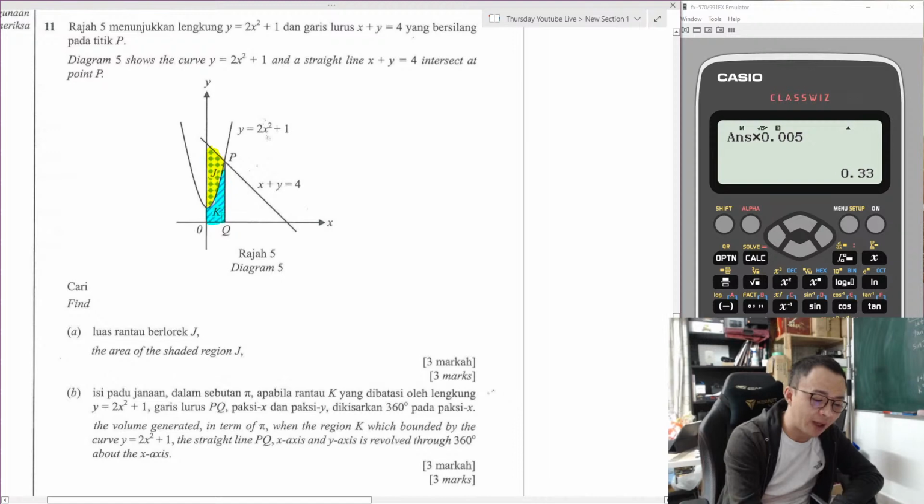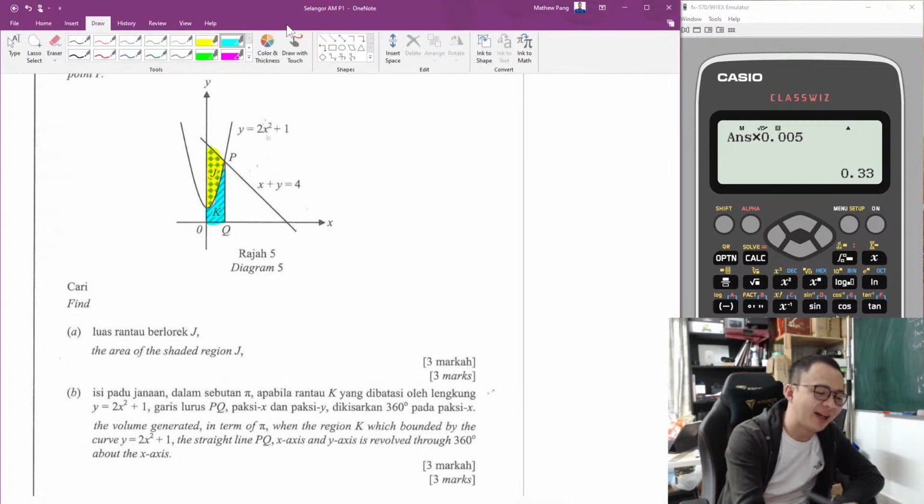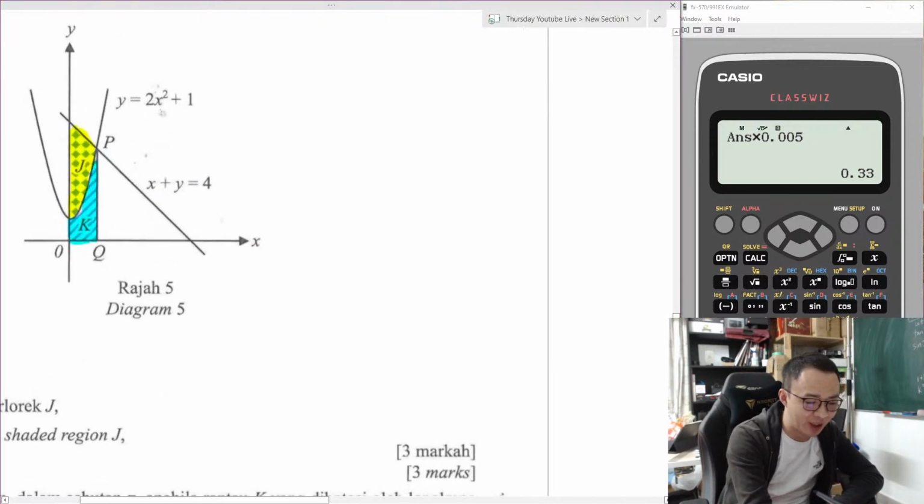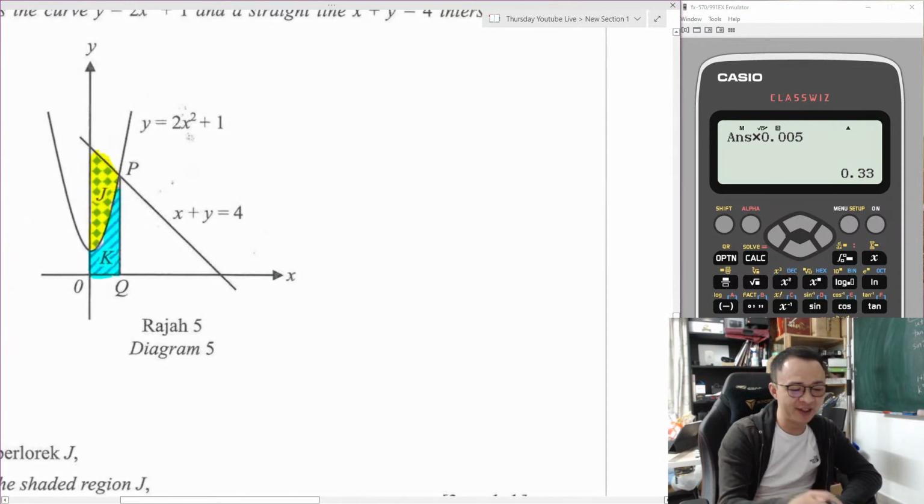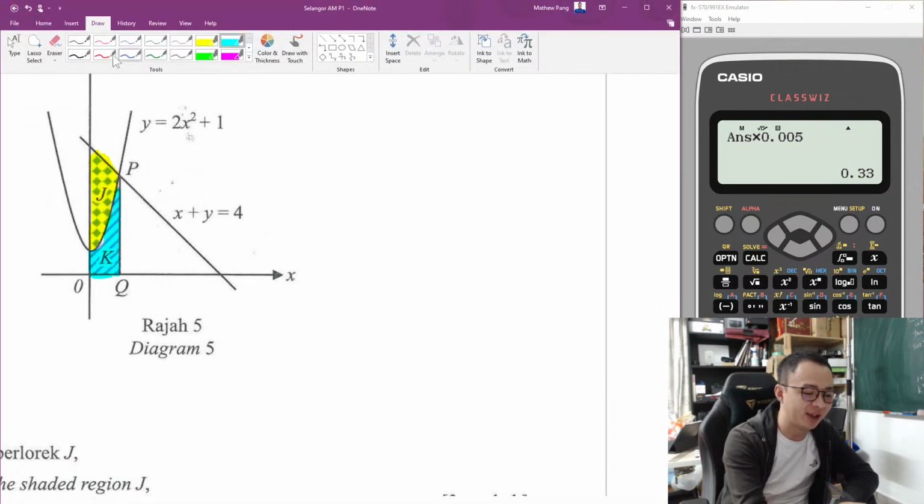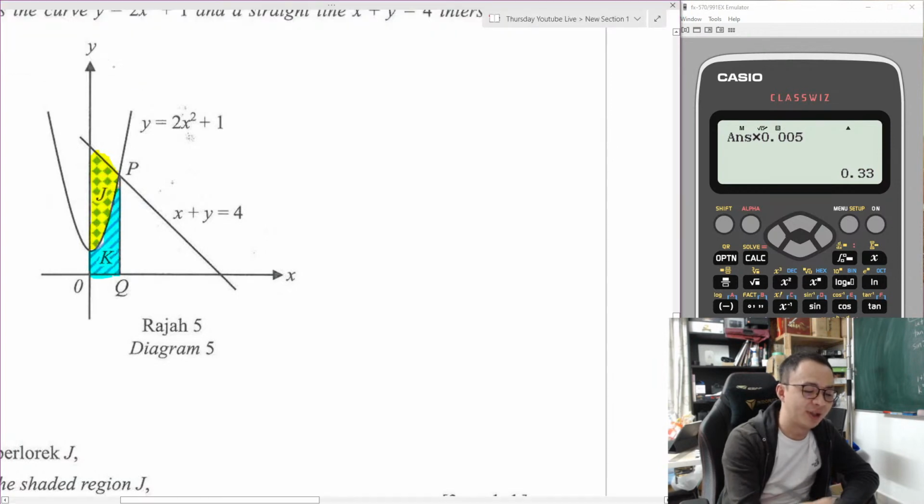So in order to get the yellow color one, I can integrate toward the y-axis if I want to. But if I integrate toward the y-axis, I might need to solve some square root thingy, which I don't like. So in this case, I don't want to go toward the y-axis. What I will do here is find the area of the trapezium, and then minus the k. Then I will get the z, isn't it? You should get the idea, right?